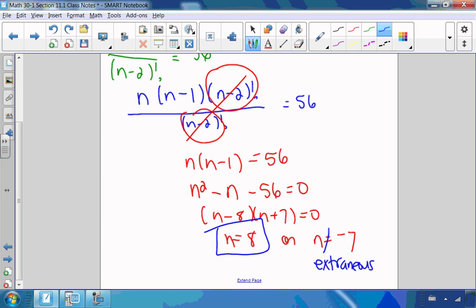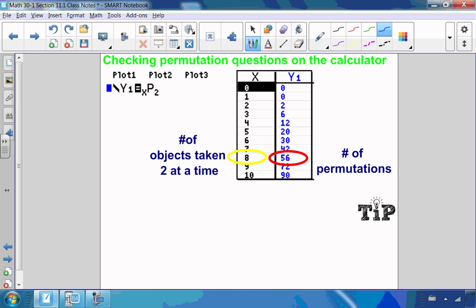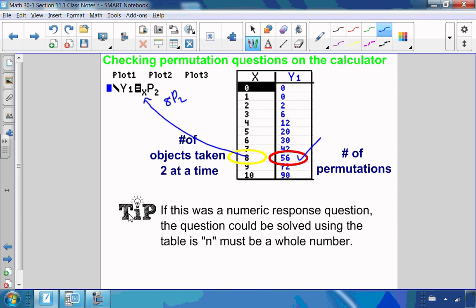When it comes to equations, I always want to check. So I can check that in my calculator. xP2, so if x is 8, in other words, if I put in the 8 here, that's 8P2, and you can see that it is 56. So that's a nice way of checking. Now, if this question was a numeric response question, you wouldn't have to show all your work. You could actually use your calculator to come up with the answer. Since you know you can only arrange a whole number of objects, you can just enter it into your calculator and look in your table to see the value that makes sense.